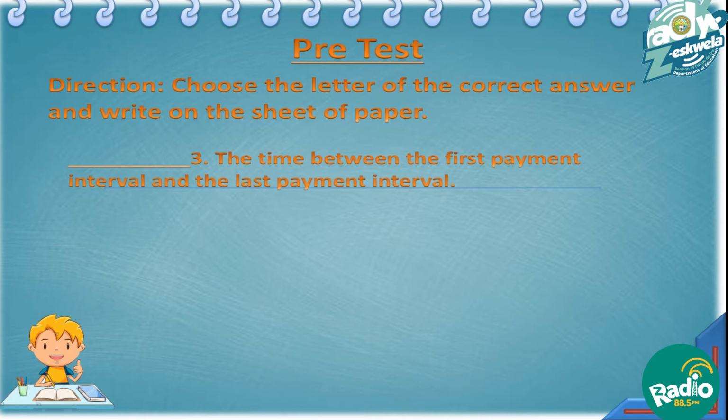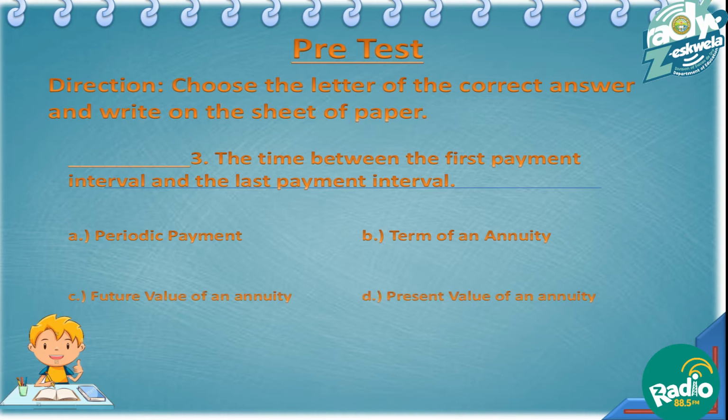Number 3. The time between the first payment interval and the last payment interval. A. Periodic payment. B. Term of an annuity. C. Future value of an annuity. Or D. Present value of an annuity.